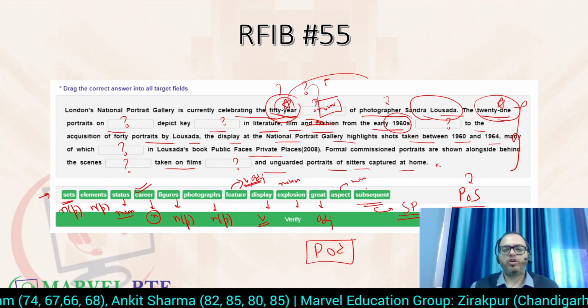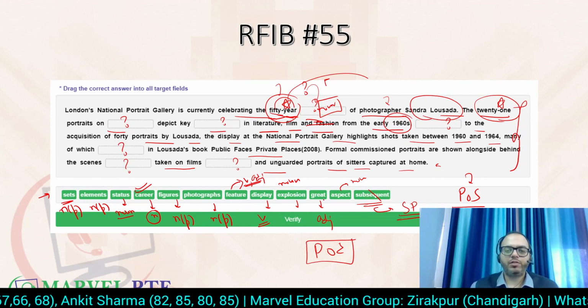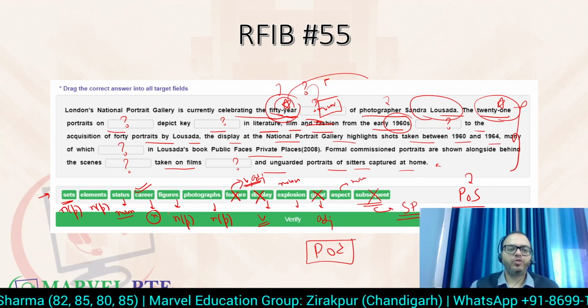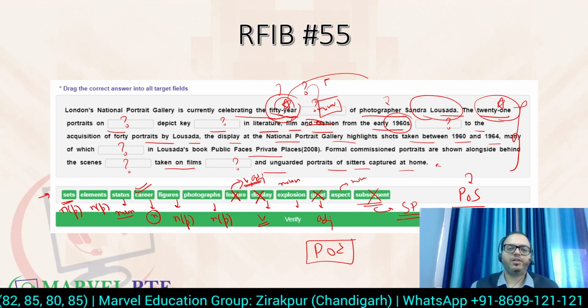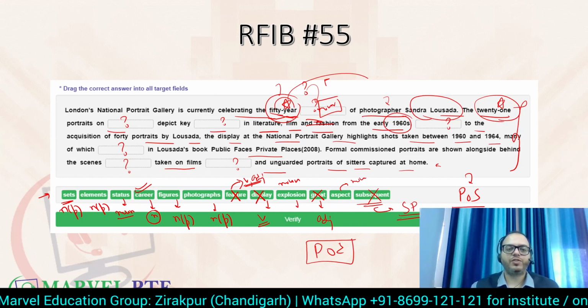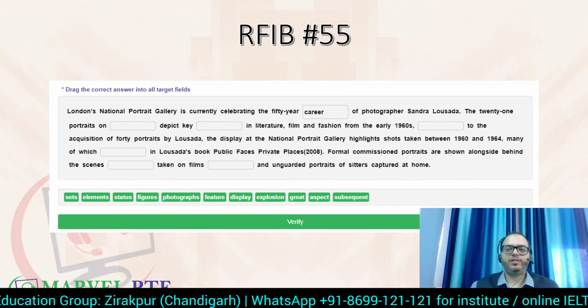We eliminate the wrong options. तो हम यहाँ पे subsequent, great, display, feature ये सब words remove कर सकते हैं और 50 year क्या होगी, it's simple सी बात है, career ही होगा. So that's why we are going to fill the answer as career over here, okay?